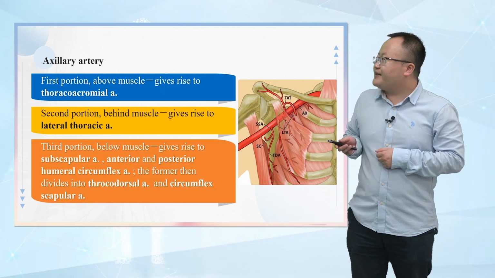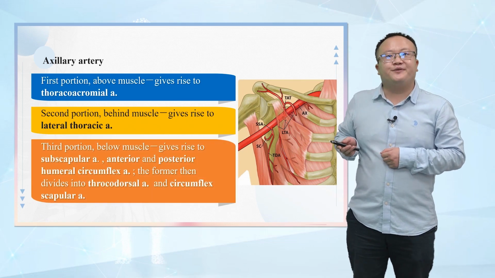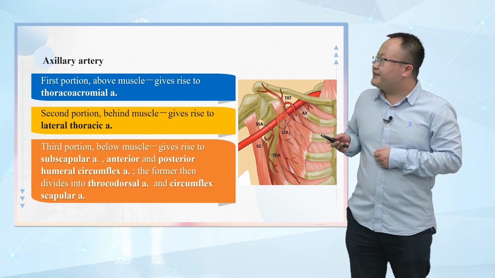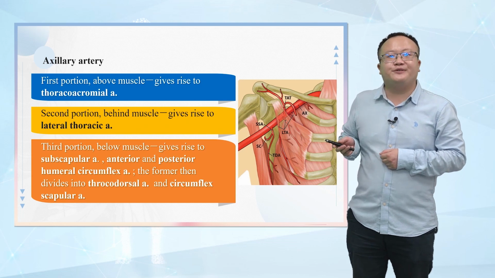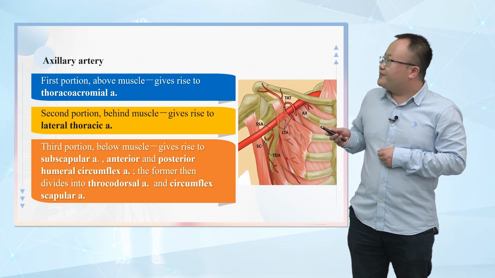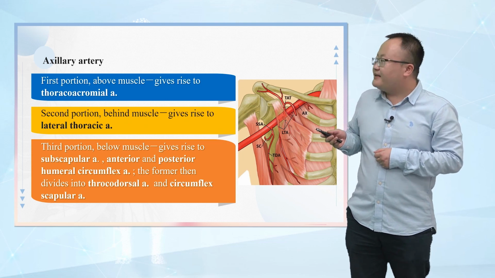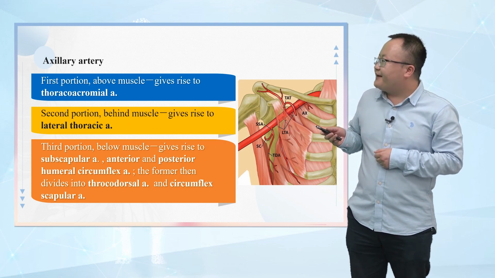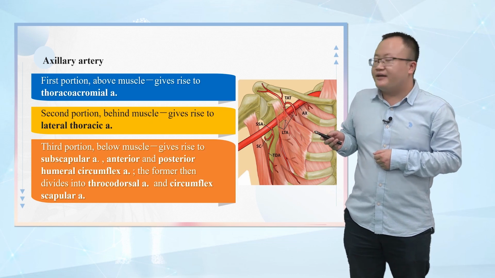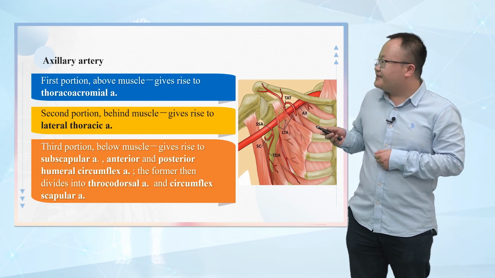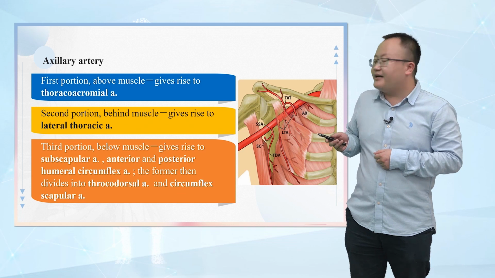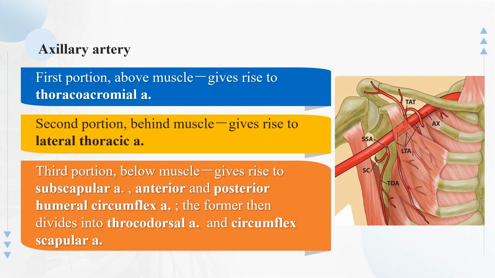The axillary artery also has three parts. The first portion, above the muscle, gives rise to the thoracoacromial artery. The second portion, behind the muscle, gives rise to the lateral thoracic artery, and the third part, below the muscle, gives rise to the subscapular artery, and the anterior and posterior humeral circumflex arteries.